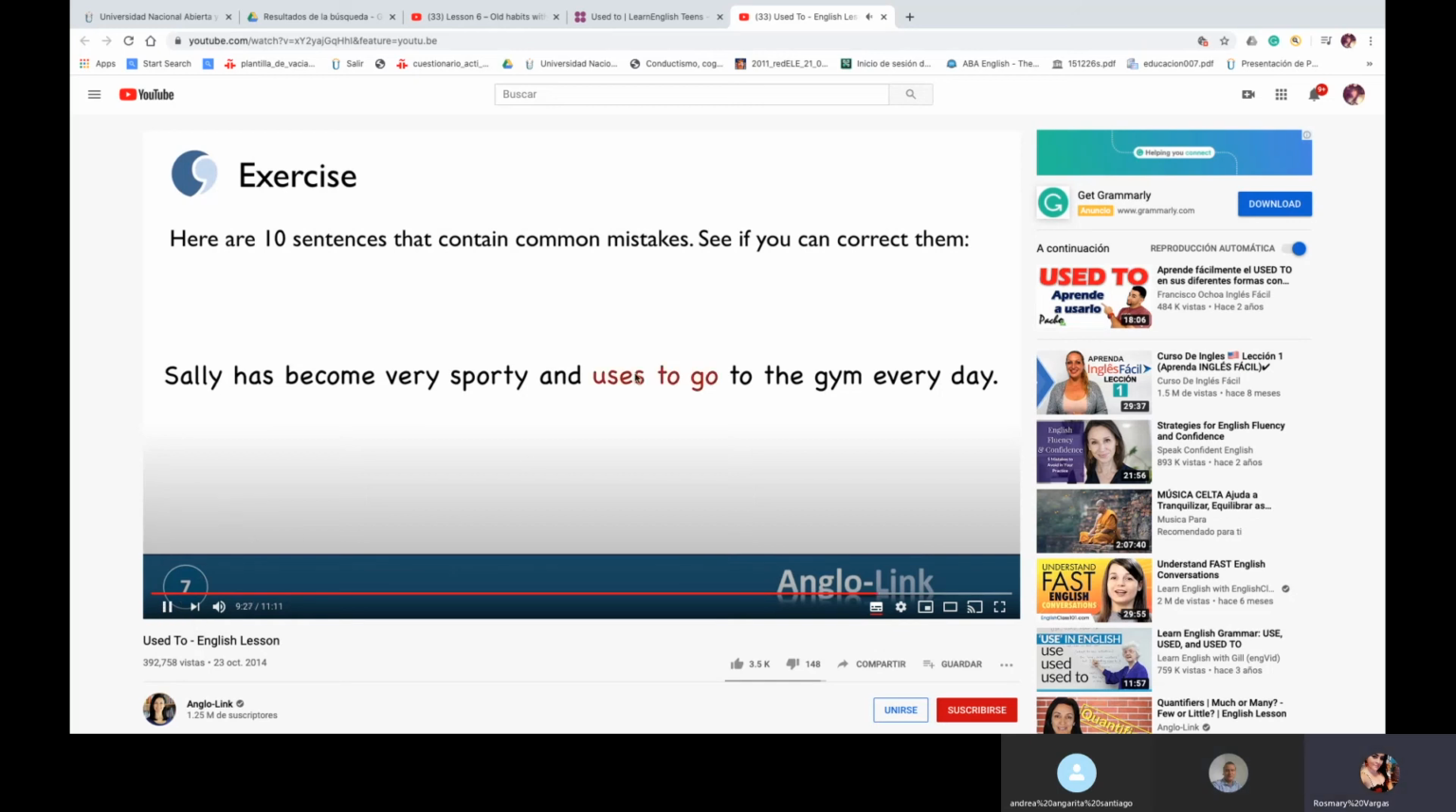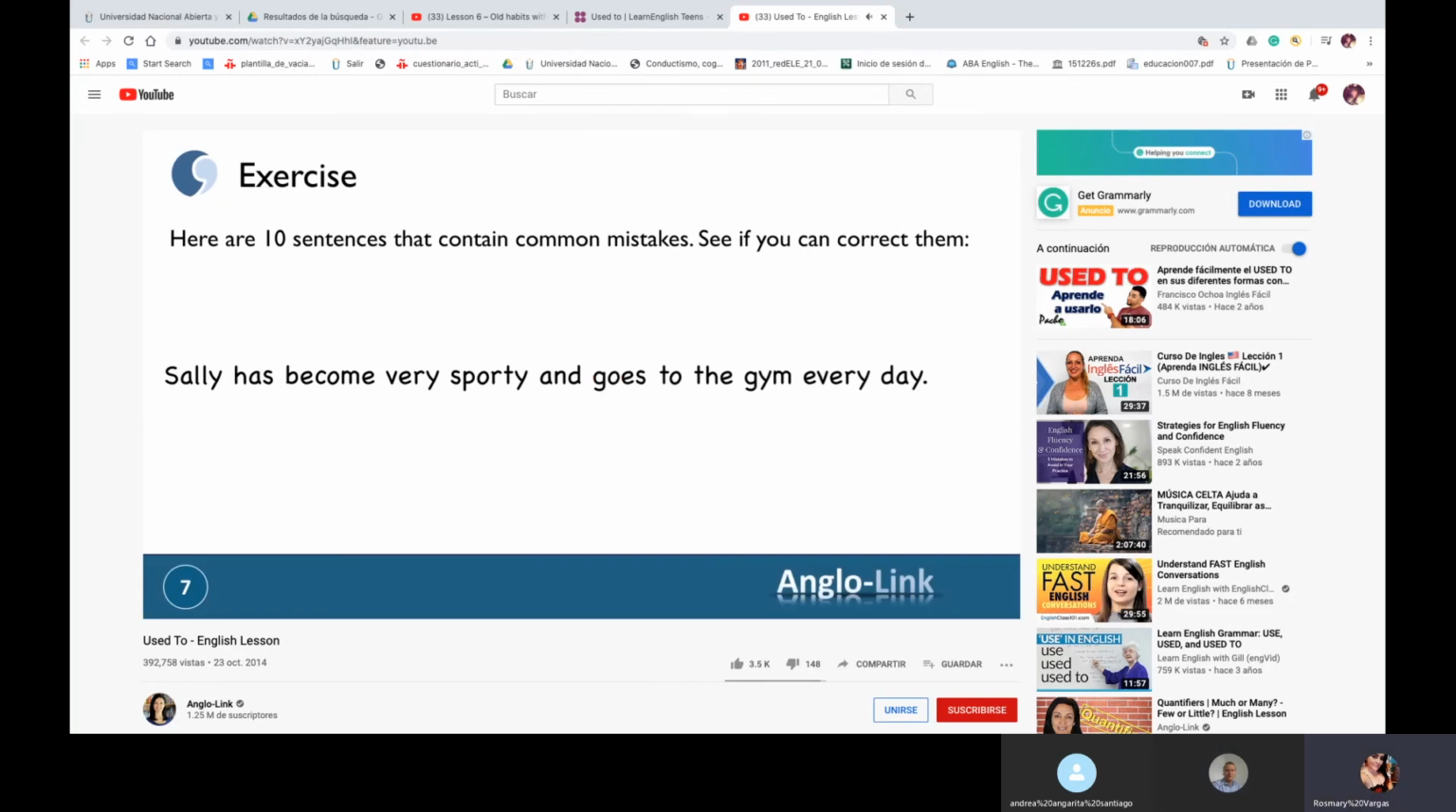Once again, we can't use used to in the present. Just keep it to the present simple tense. Sally has become very sporty. She goes to the gym every day.